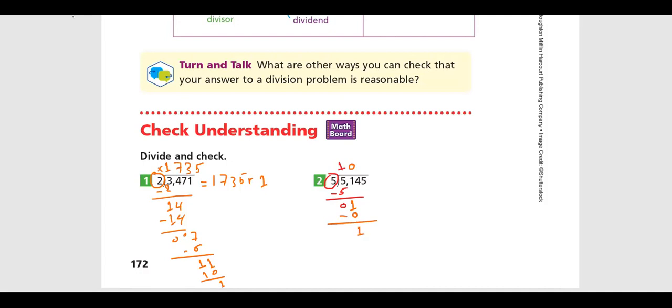Copy down 4. How many 5s in 14? It's 2. 2 times 5 is 10. Subtract, it will be 4. So copy down 5. How many 5s in 45? It's 9. So 9 times 5 is 45. Subtract, it will be 0. So the answer is 1,029.